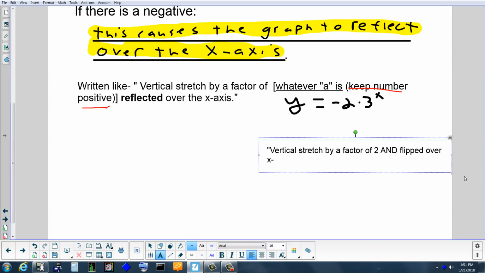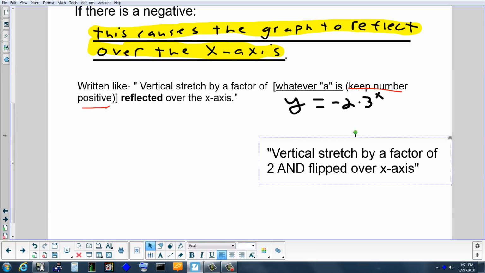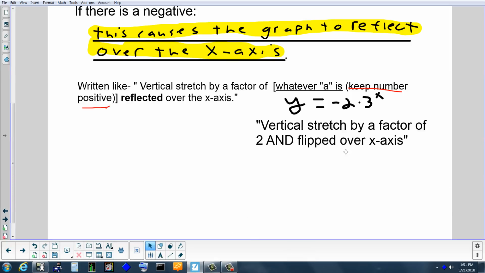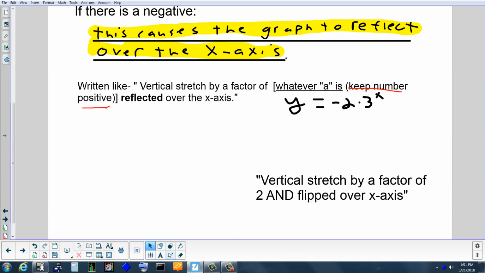Flipped over the x-axis. You want us to write the vertical stretch by a factor of 2? Guys, on your notes, that's not on it. We're just showing you examples here, just how to do it. We're actually going to do example 4A and 4B in a second.